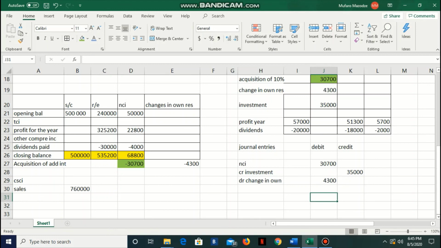That's how the statement of changes in equity looks. And this is about it. I've reached the end of this topic.